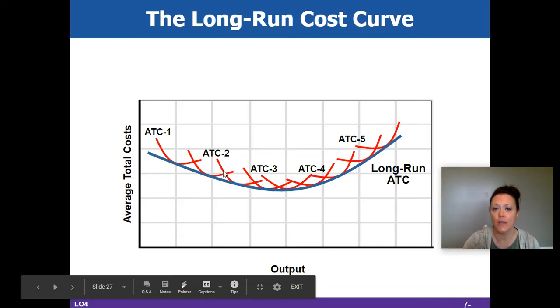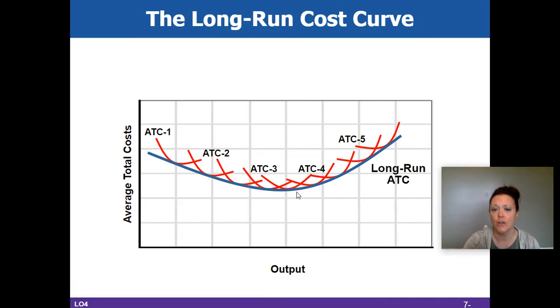Each one of these little red U-shaped curves here represents the short run average total cost for one plant size. If we string all of those together at their minimum, we end up with this much wider U-shaped long run average total cost curve.